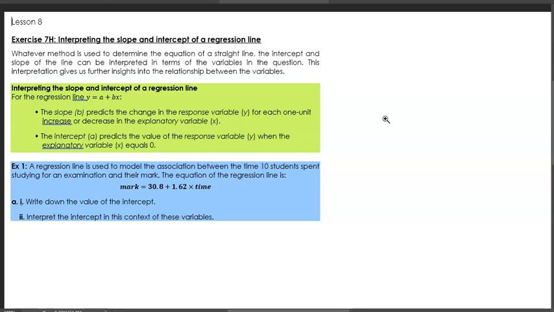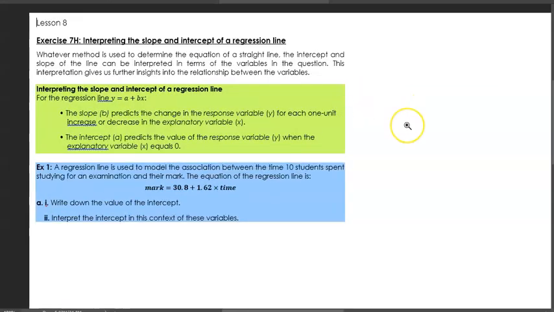For the regression line in the form of y equals a plus bx, the slope, which is the b, or the number that will be in front of the x, predicts the change in the response variable for each 1 unit increase or decrease in the explanatory variable, or in this case, x. The intercept a, which is here, predicts the value of the response variable when the explanatory variable x is equal to 0. To get a better understanding of this, we're going to look at the context of this question here.